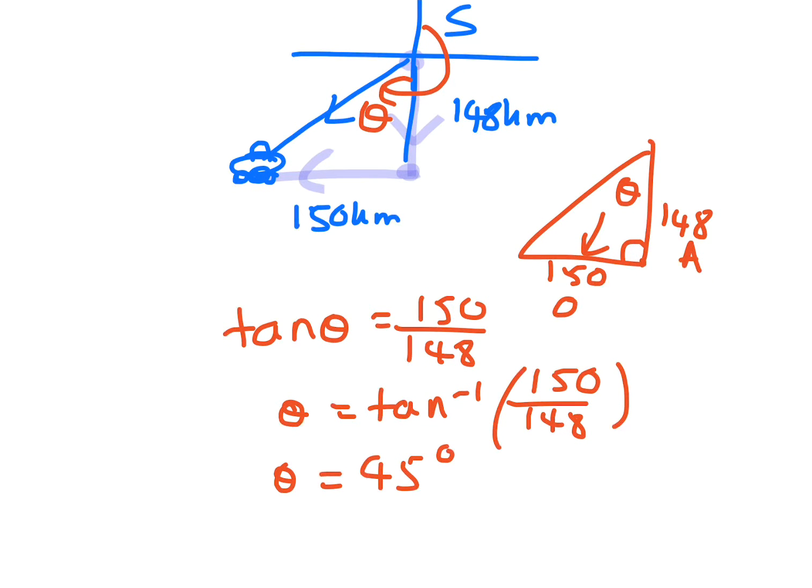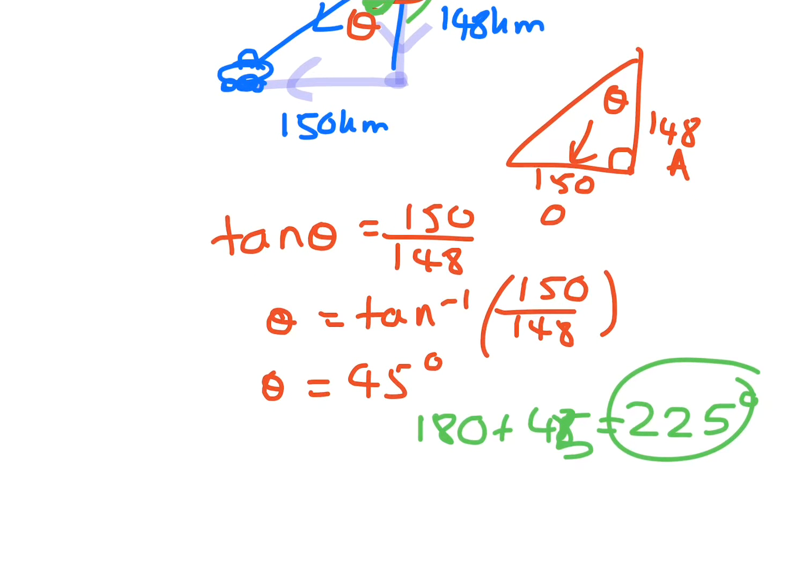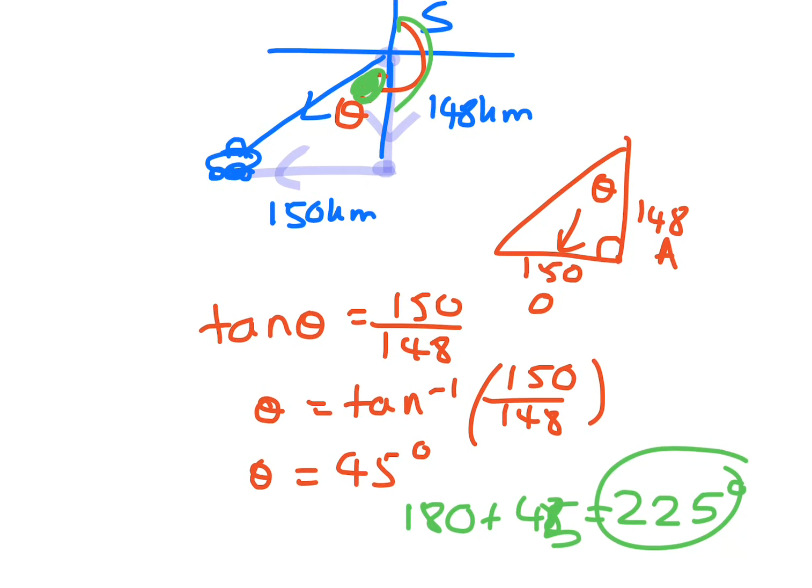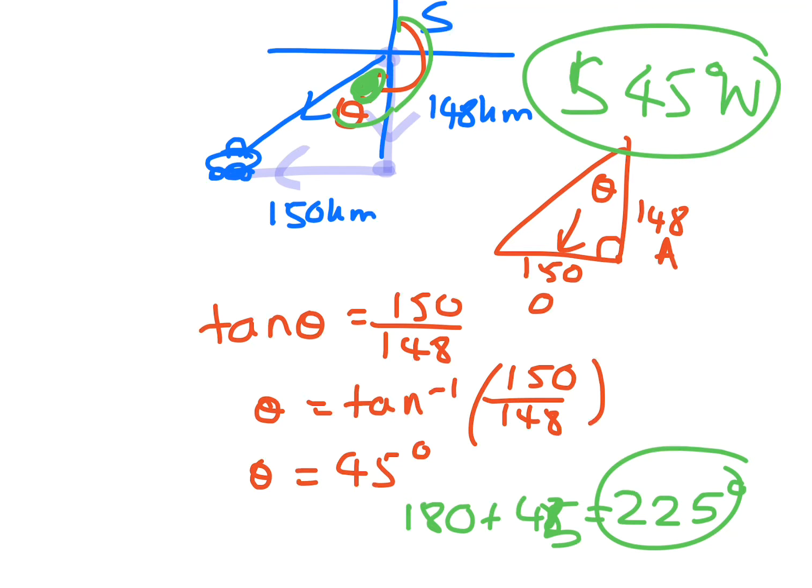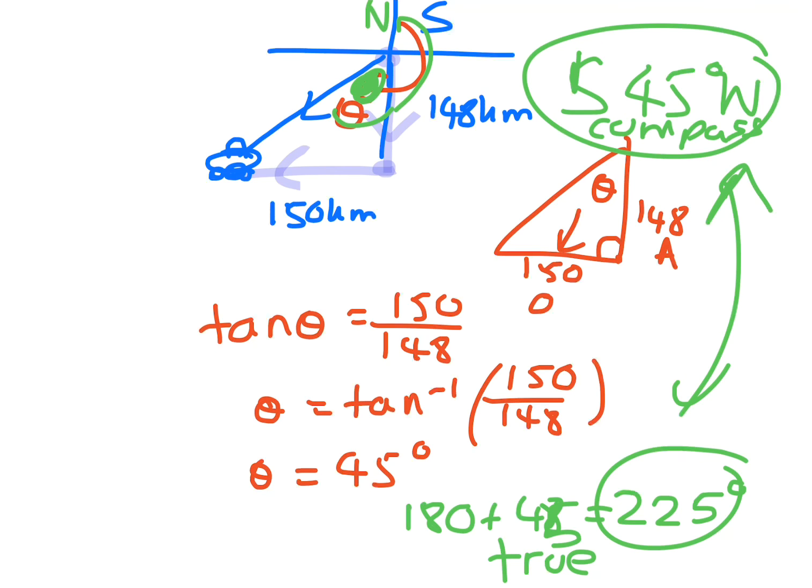So if that's 45 inside there, I then just have to add on 180 and I'll have the bearing. So it's 225 degrees. That's in true bearing. If you wanted compass bearing, you would go south 45 degrees west. Okay, it doesn't matter which one you use, but it's good to know both, just in case it is specified. So this one's your compass, and this one here, where you add on and take it from the north line, that's your true bearing.